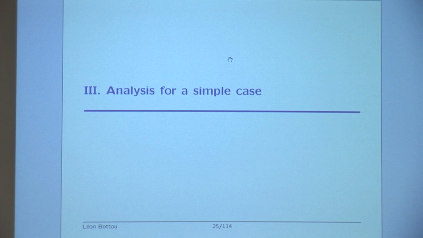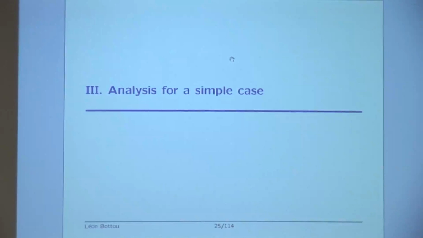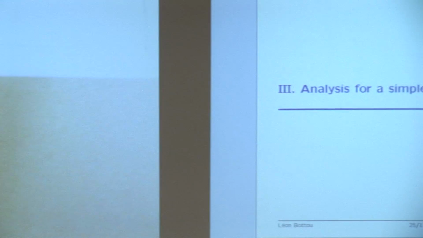So, as a summary, I presented the stochastic gradient. How does it go? And I gave some contradicting evidence for its speed.